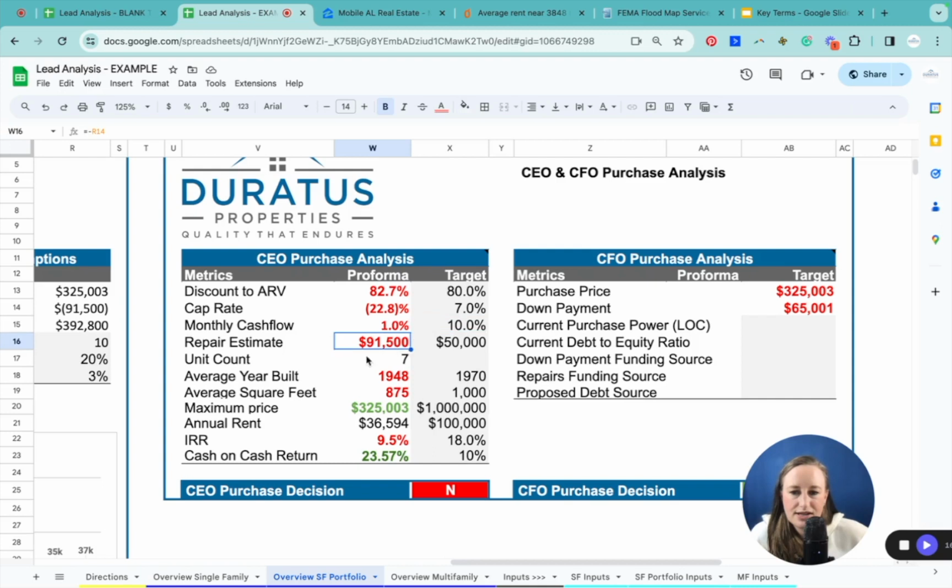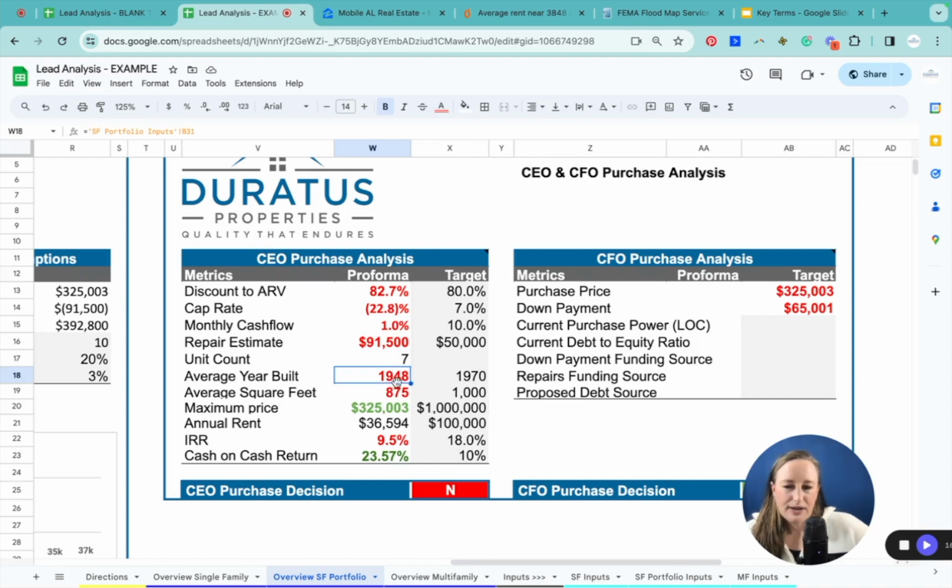Repair estimate, this is what really killed the deal. It would require about $92,000 in initial repairs. And that's not really what we were wanting to do. We expect initial repairs, but we try to do things that don't need a complete overhaul when we take them over. Unit count, 7 units total.